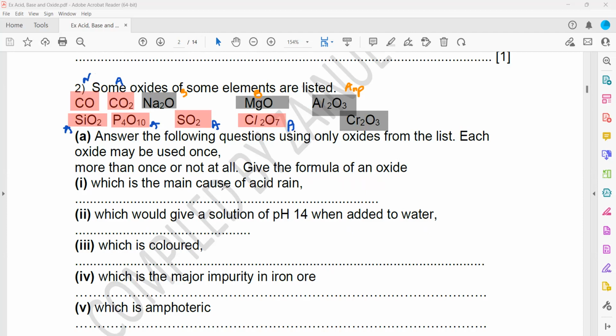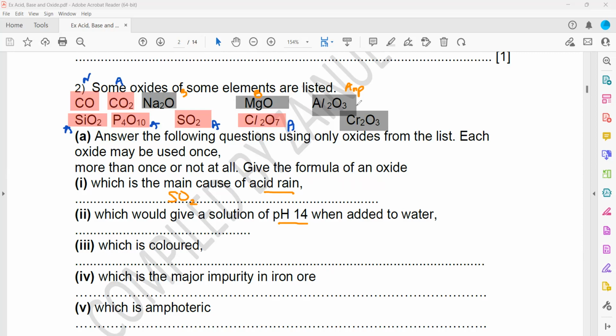The question is, which is the main cause of acid rain? Acid rain is caused by acidic oxides, and these are all acidic oxides. But the main cause of acid rain is sulfur dioxide, released by the combustion of fossil fuels or sulfur-containing fuel. That sulfur dioxide mixed with water forms sulfurous acid, which leads to acid rain. Next, which would give a solution with a pH of 14 when added to water?